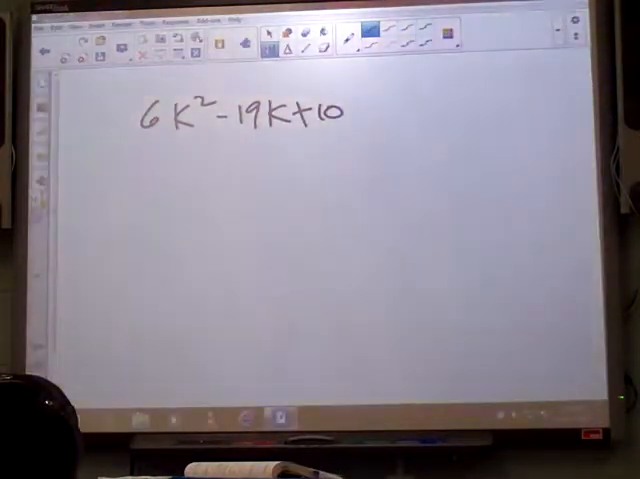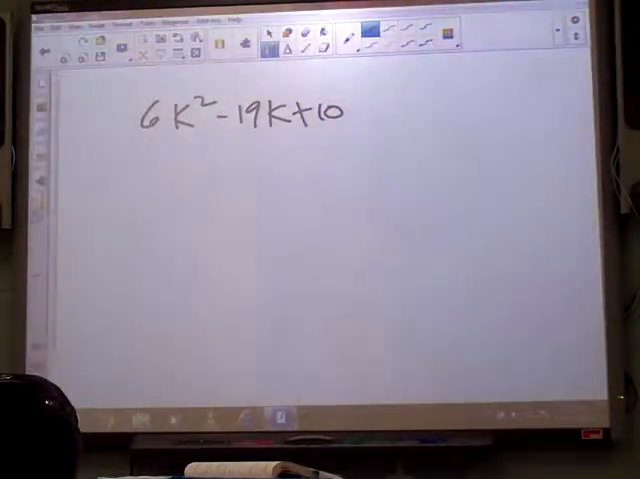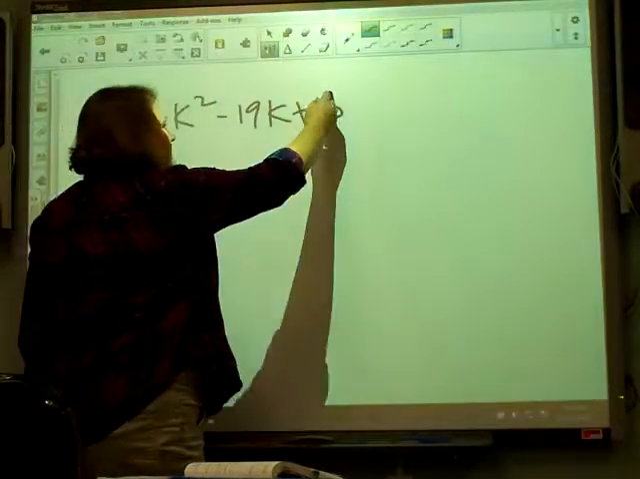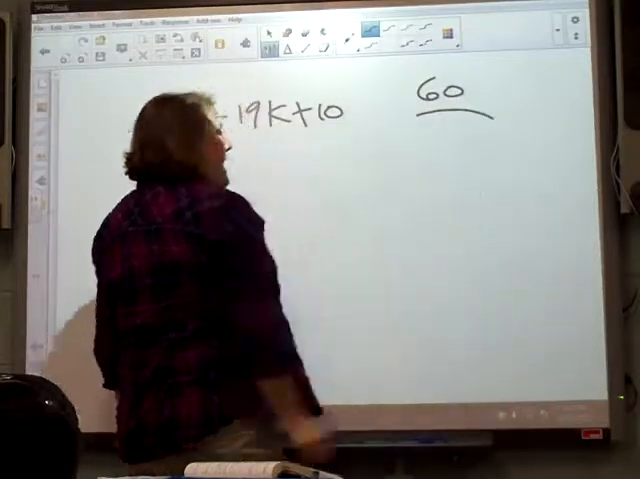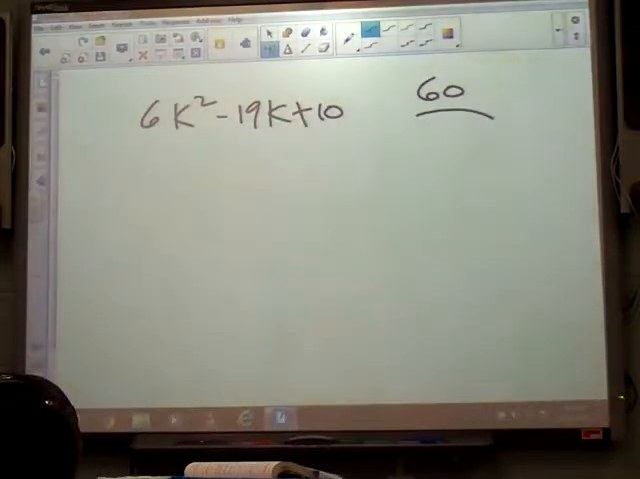6k squared minus 19k plus 10. Do we have a greatest common factor other than 1? No, it's correct, Mason. 19 is prime, right? When you've got a prime number in there, that's a pretty good indicator that you're not going to have anything. You're right, Michael. All right, so we don't have a GCF. I still am looking at A times C, but my A's not 1 this time. So 6 times 10 is 60. I need the factors of positive 60 that add to negative 19.